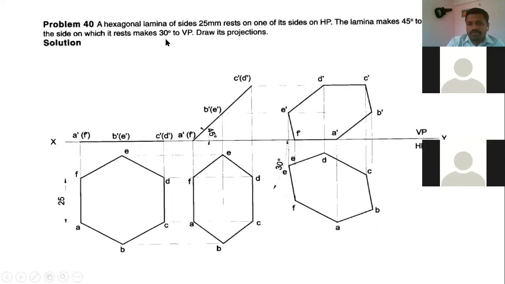Please remember, the first position is resting on which plane? HP plane. The second position is inclination of the plane with respect to HP. And the third position is inclination of the same plane with respect to VP. So VP is given. Now, it's a very important one.